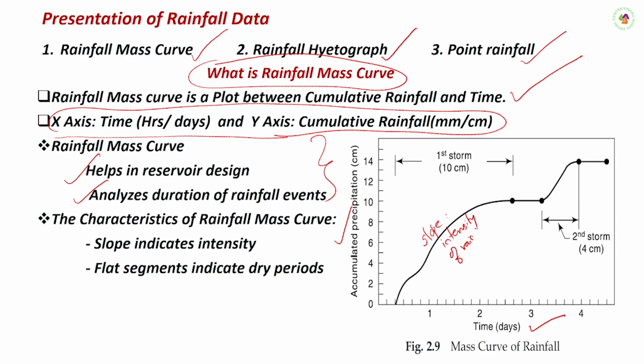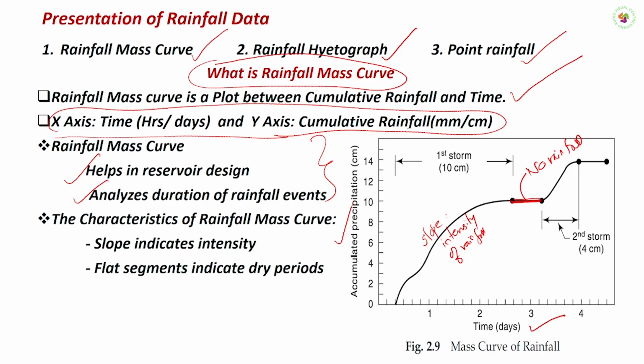Intensity of rainfall, whereas this flat portion indicates no rainfall. Flat means actually in those periods there is no change, right? Remember that a mass curve is always a rising curve. It can be rising or flat, but it cannot go down.